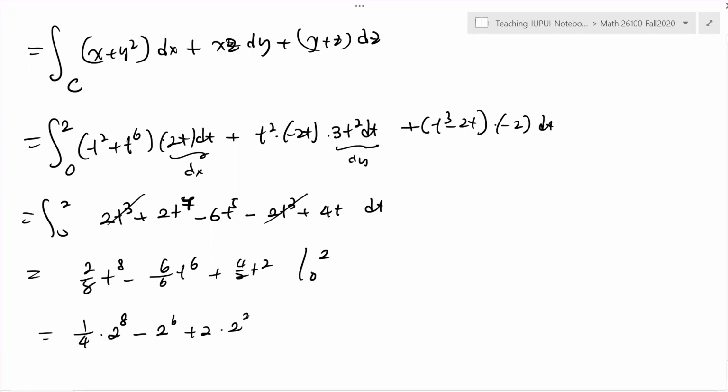Can we simplify a little bit? Yes, the first term is 2 to the power 6, and 4 is 2 squared, that's why minus 2. The answer is 8.